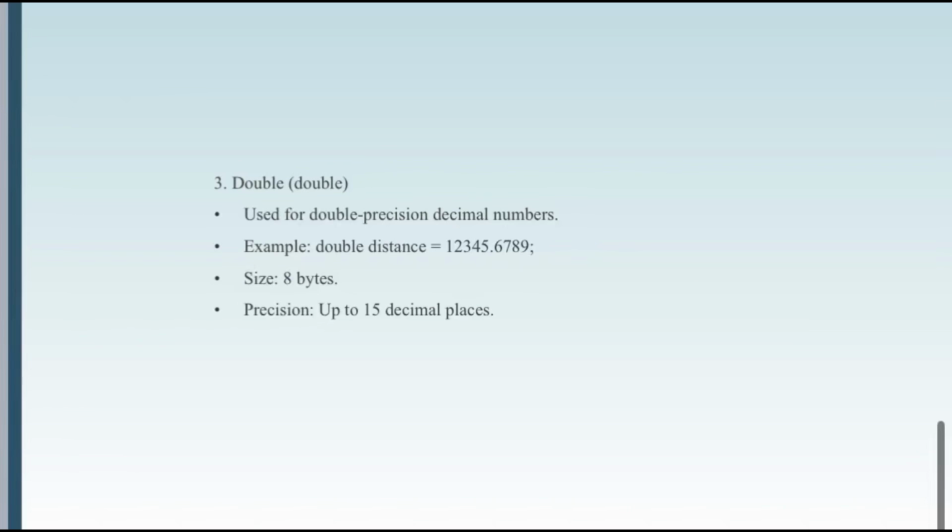The third one is double. It is used for double precision decimal numbers. For example, double distance = 12,345.6789. The size is 8 bytes and precision up to 15 decimal places.